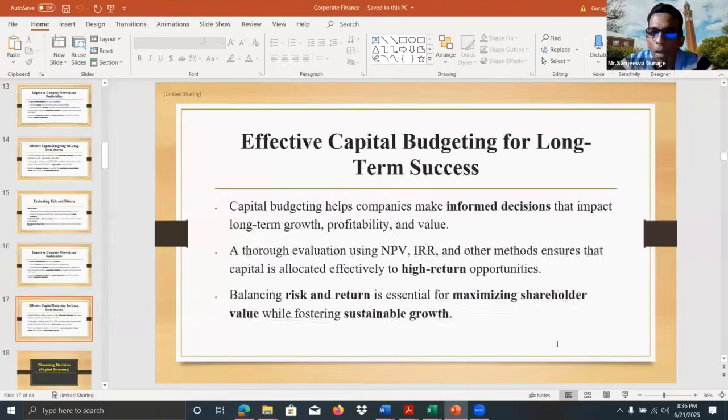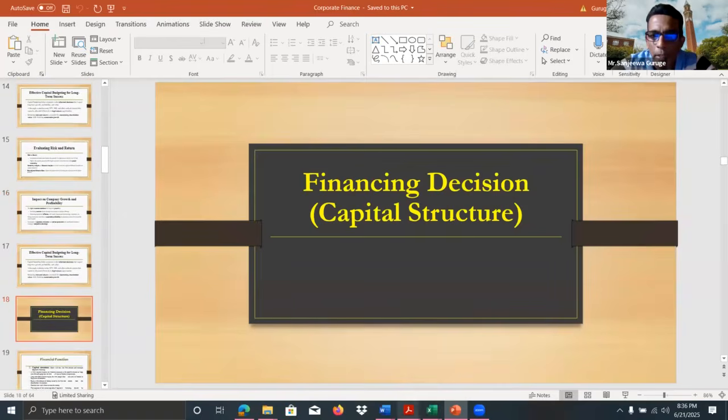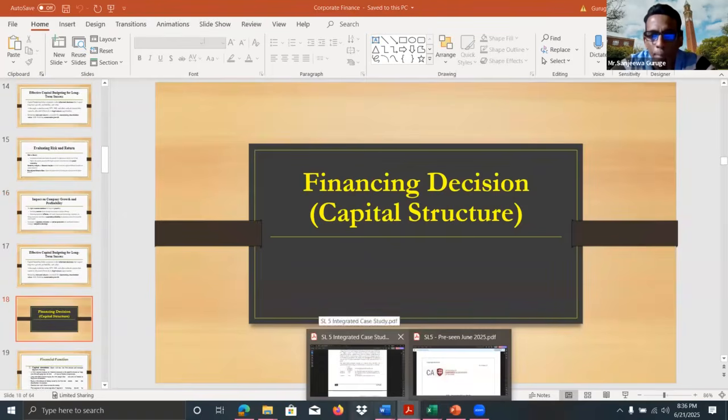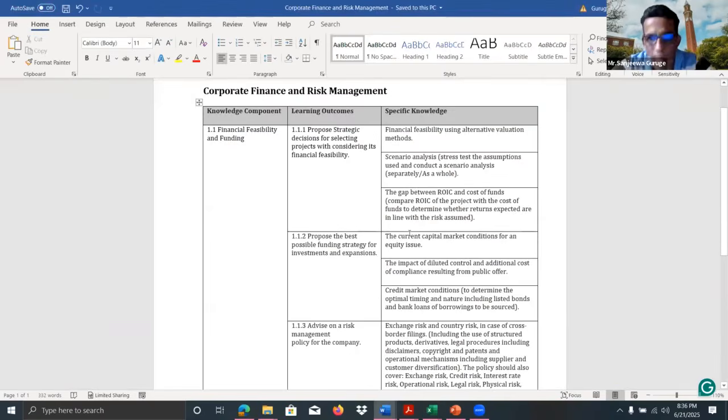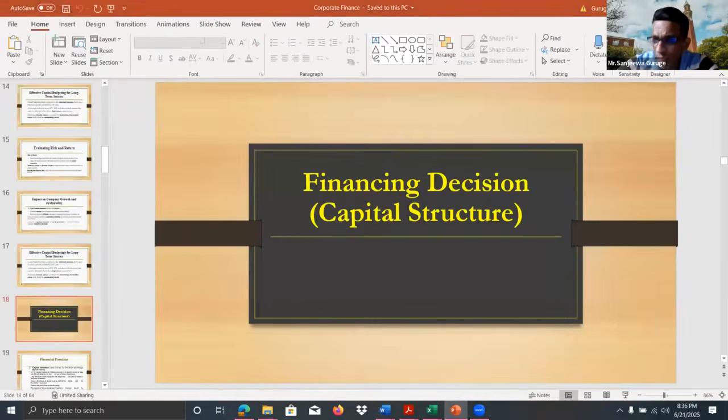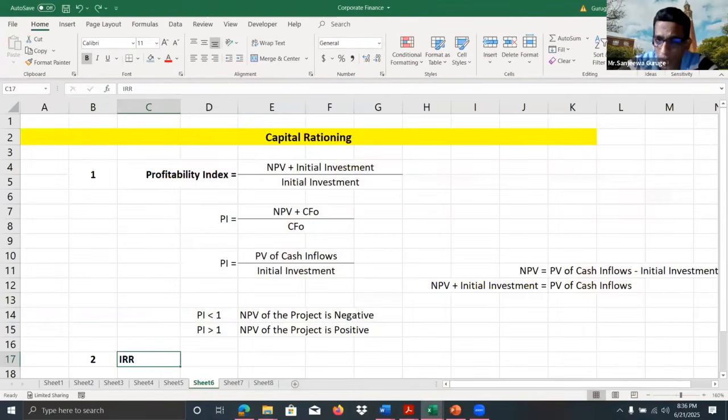Then the next important part is financing. The best possible financing strategy should be used, and for this it is necessary to know about valuation. There were a number of questions in the chat box relating to this valuation.